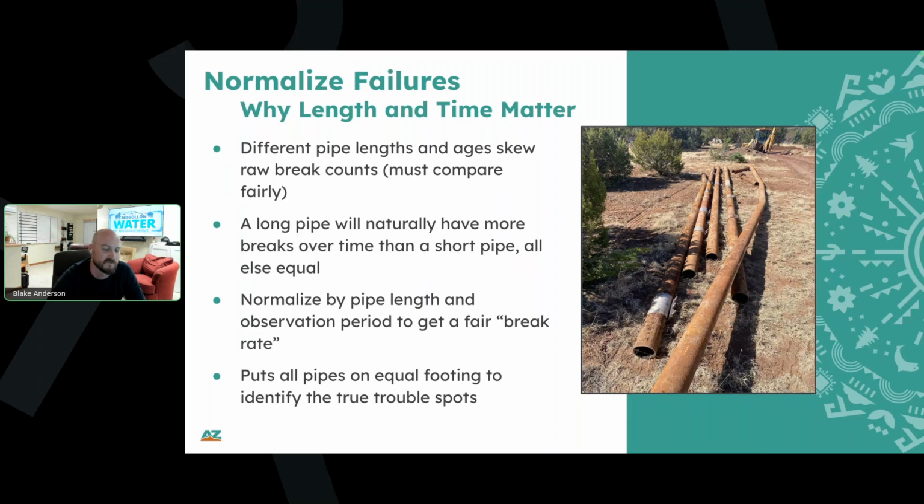You have to factor in, what if the first pipe is only 500 feet long and the second is 3 miles long? Well, the longer pipe has more opportunities to break. And also, like, how long of a period of time are you looking at? Are you having 2 breaks in 1 year versus 3 breaks in 10 years? There's a huge difference there. And so you need to normalize your failures by the length of pipe that is in the affected section and the time frame. And so that means you need to calculate a break rate per mile of pipe per year.